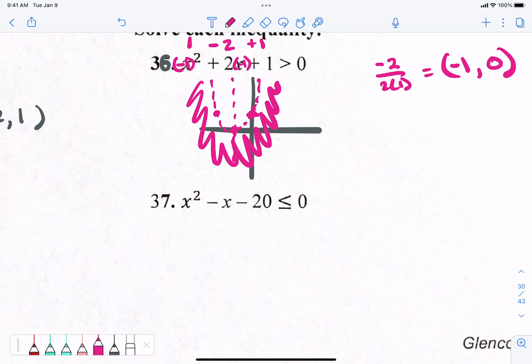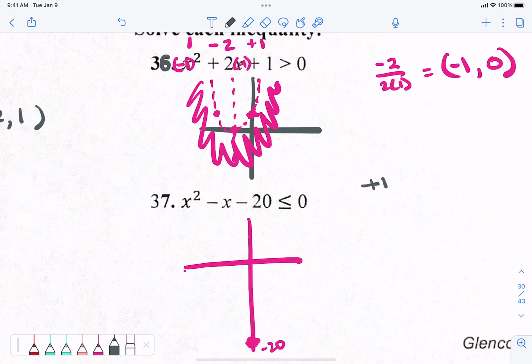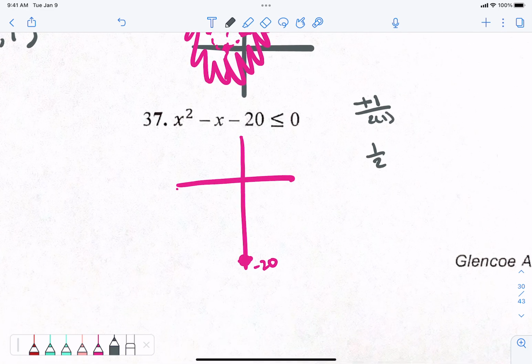All right, this one. Negative 20 is all the way down here. That's my y-intercept. And this negative b over 2a is gross. Negative b will be positive 1 over 2 times 1, so 1/2. And then this one is negative 20 and a 4th if I plug it back in.